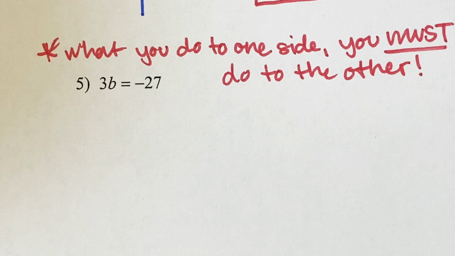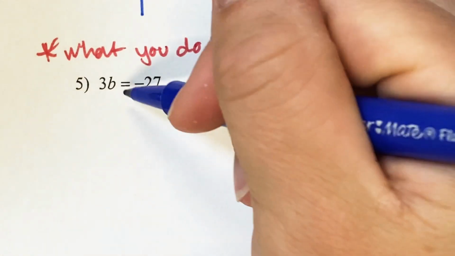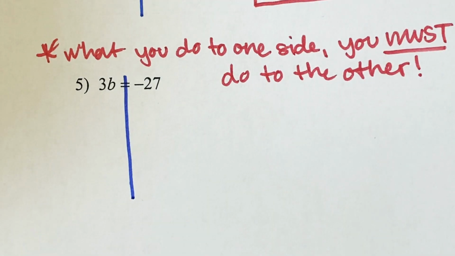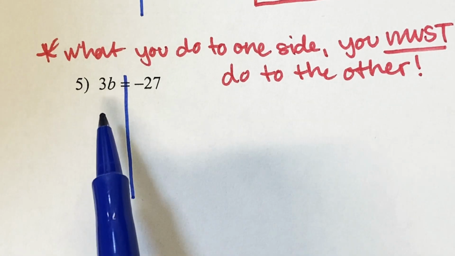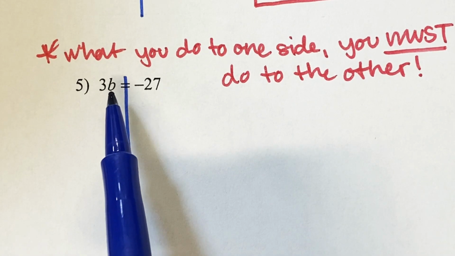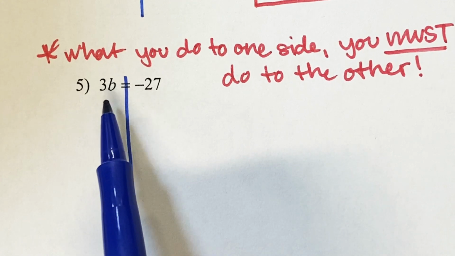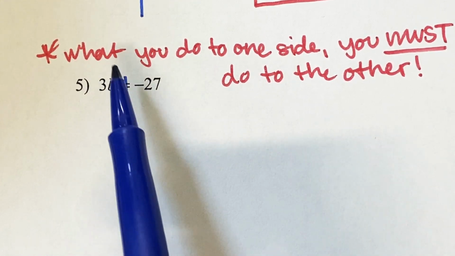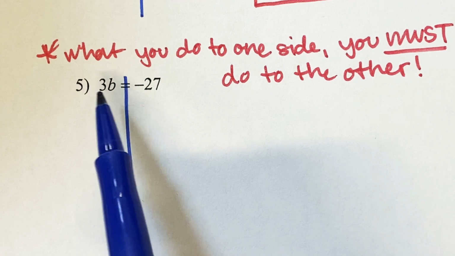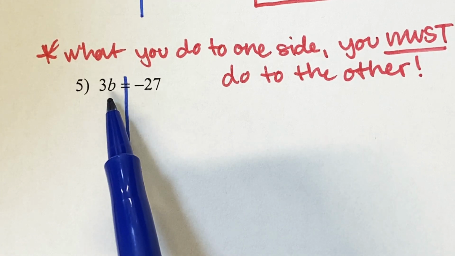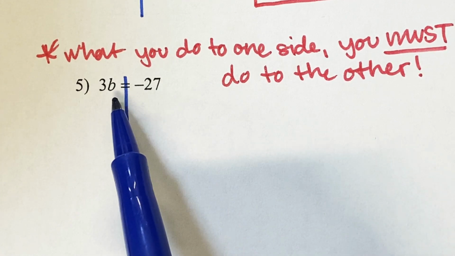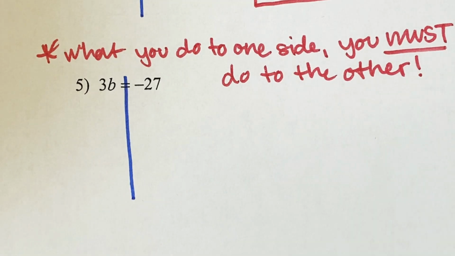Number 5, let's draw our line down the equal sign right there. My variable is on this left side again, my b. We're trying to figure out what b is. So this means 3 times something. Remember, when they're right next to each other like that, that means multiply. So 3 times something equals -27, and we're trying to figure out what this something is.